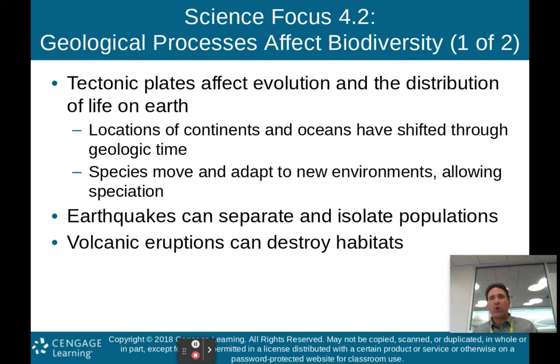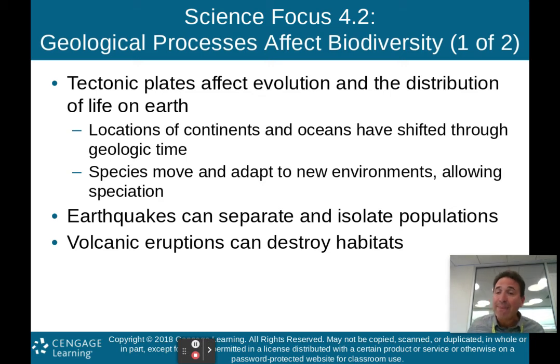So Science Focus 4.2 kind of talks about what I talked about with the Africa and South American example. Tectonic plates affect evolution and the distribution of life on Earth. Locations of continents and oceans have shifted through geologic time. Species move and adapt to new environments, allowing for speciation, or those new species to be created. Earthquakes can separate and isolate populations, and volcanic eruptions can do the same.